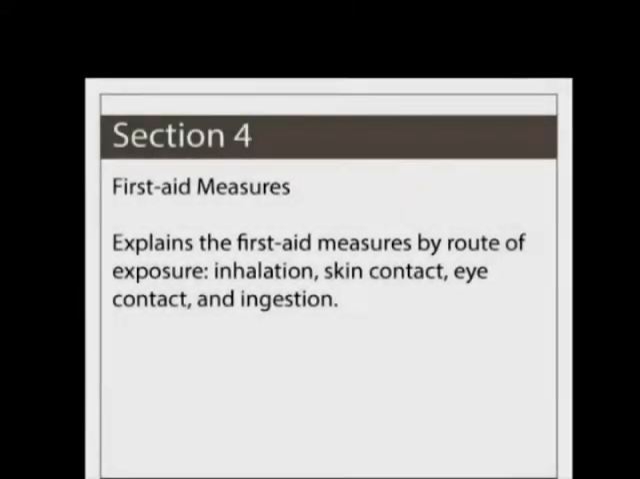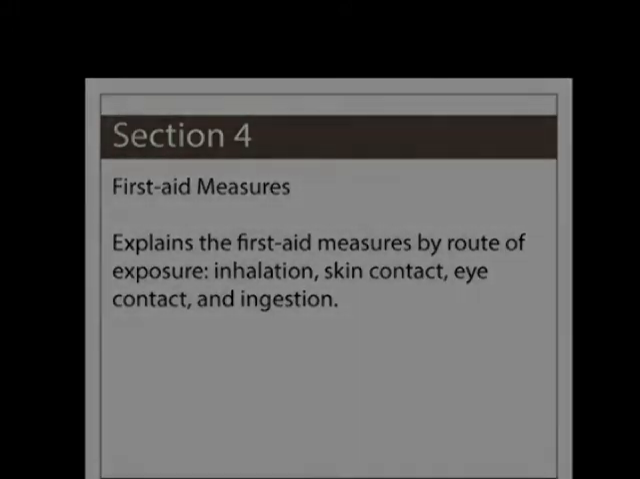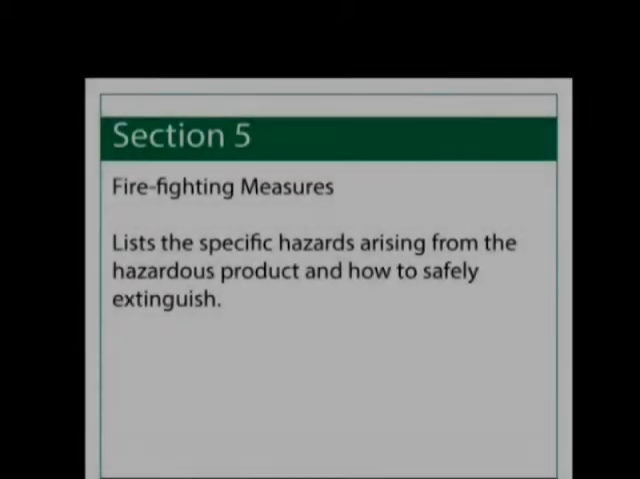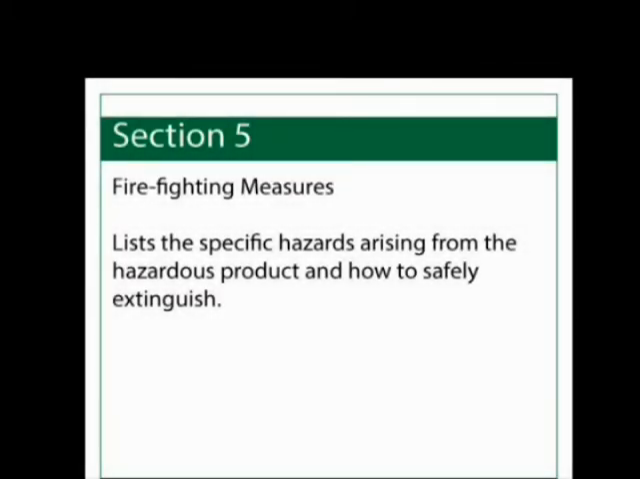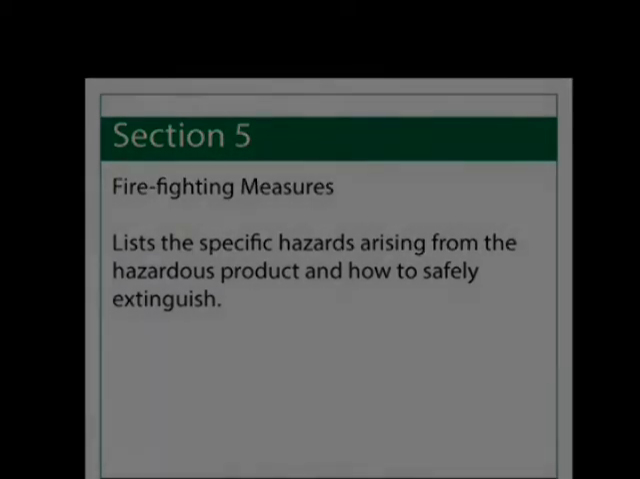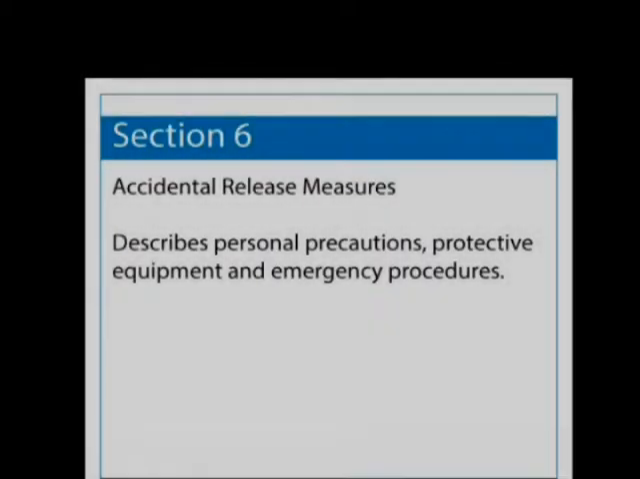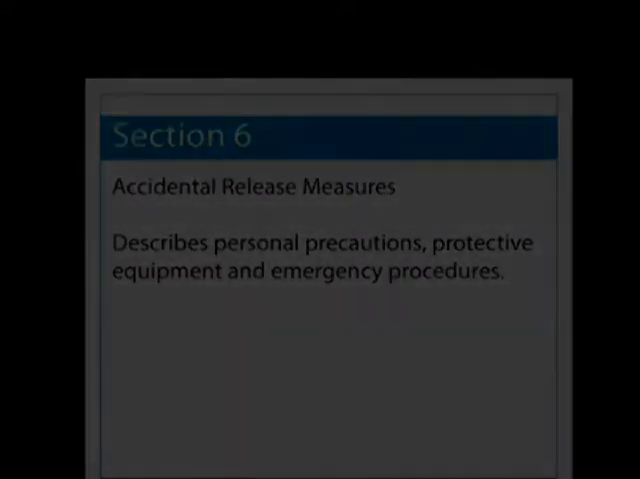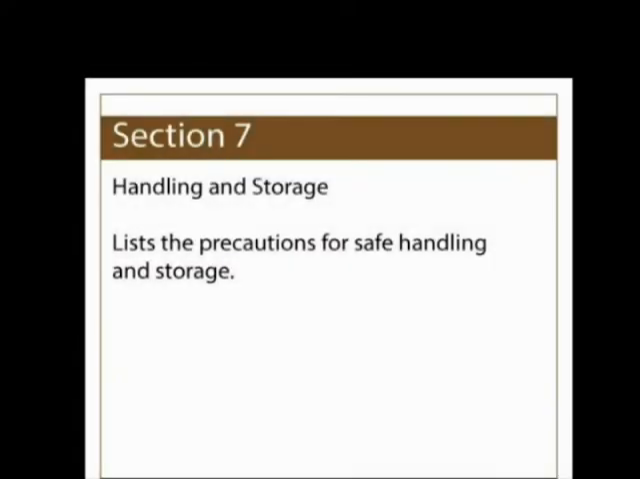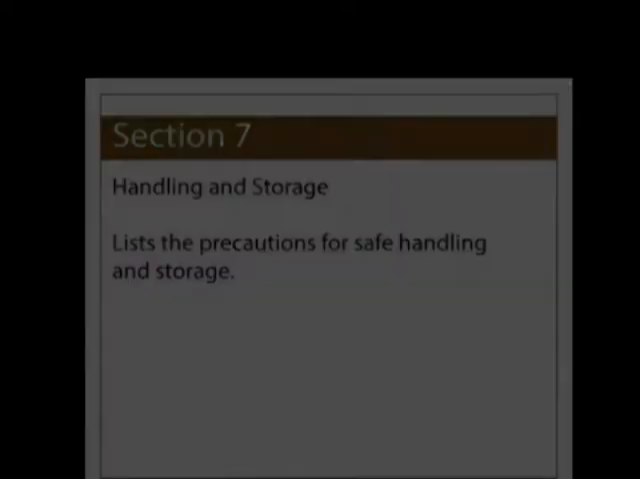Section 4, First Aid Measures, explains the first aid measures by route of exposure: inhalation, skin contact, eye contact, and ingestion. Section 5, Firefighting Measures, lists the specific hazards arising from the hazardous product and how to safely extinguish. Section 6, Accidental Release Measures, describes personal precautions, protective equipment, and emergency procedures. Section 7, Handling and Storage, lists the precautions for safe handling and storage.